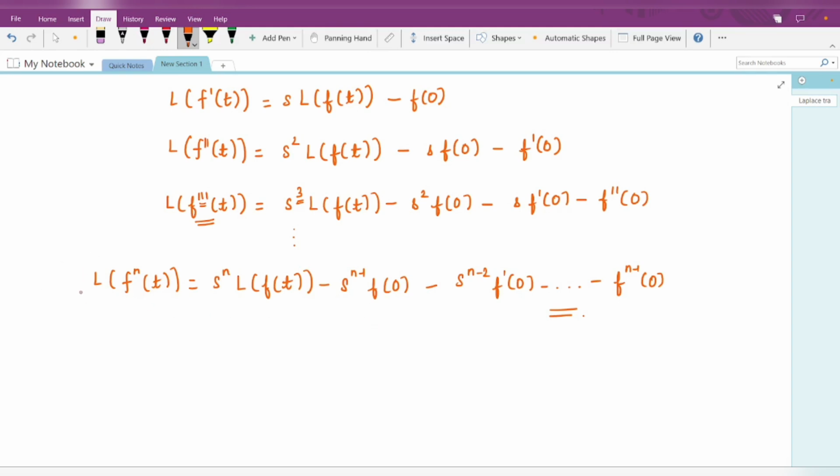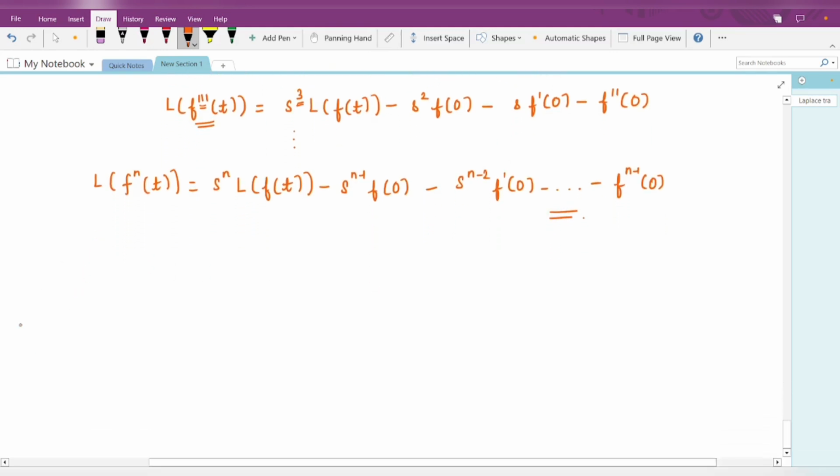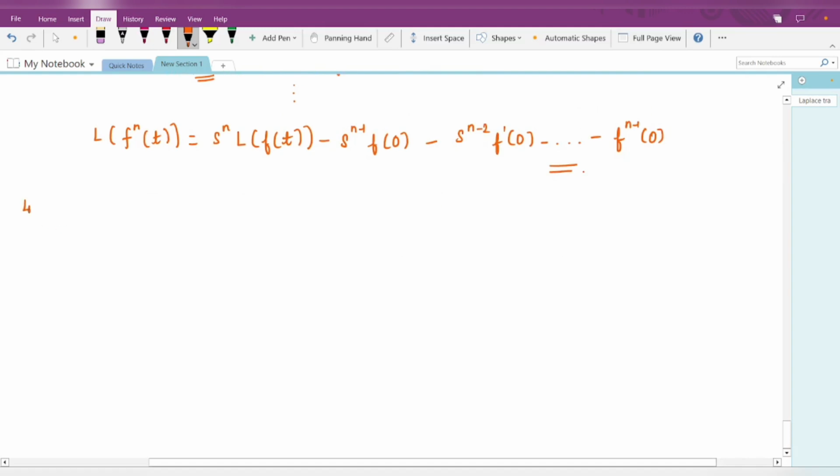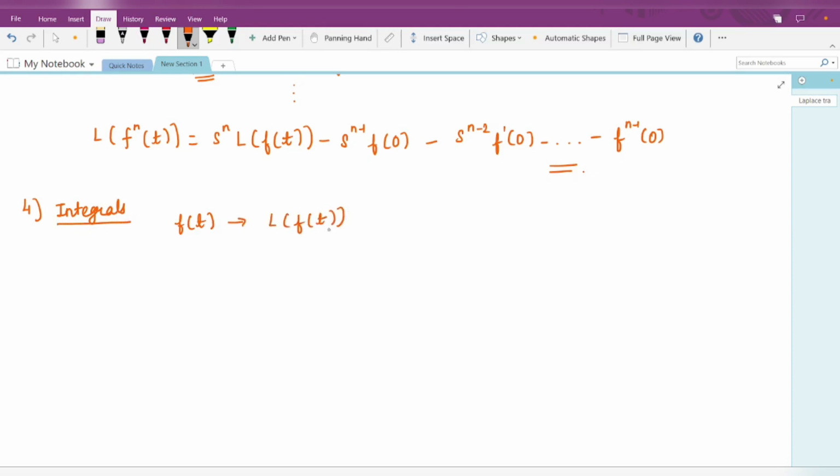Alright. Now after this we have the case of integrals. So when we are dealing with integrals, what happens in that particular case? Suppose f of t is a function whose Laplace transformation is L of f of t, or f of s. And now you are finding the Laplace transformation of the integral from 0 to t of f of t dt. This is equal to 1 by s L of f of t. Simple. Okay. So the Laplace transformation of the function will be equal to this.